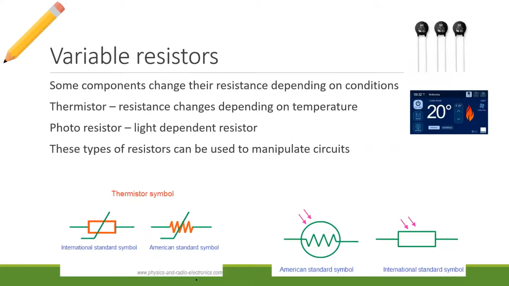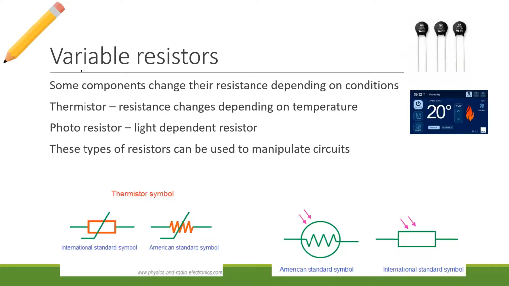Let's talk about special types of resistors. Oh, we're getting fancy now. Some components do change their resistance depending on conditions. These are thermistors. A thermistor has a resistance that changes depending on temperature. That makes thermistors really great for measuring pretty much anything where you need to know the temperature.